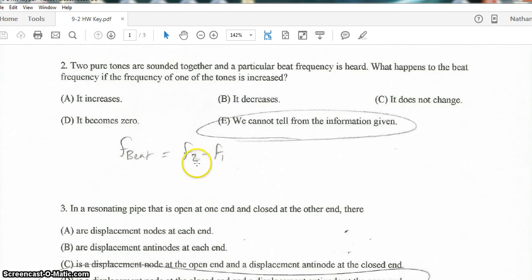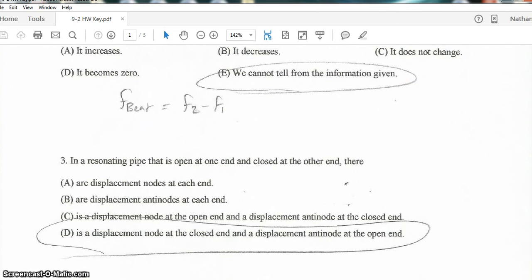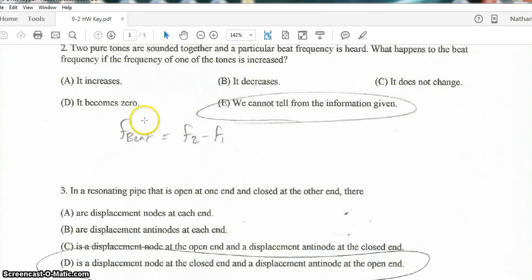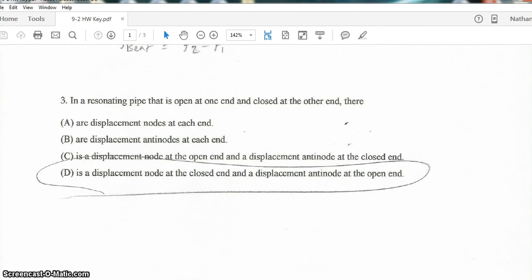So the beat frequency, the difference between my two frequencies, depends on which frequency is going to increase and which one decreases, or which one doesn't increase, I should say. But in any case, I don't have enough information to know what's going to happen. I just don't have enough information based on what they gave me. Now, if they told me the higher frequency would increase, then I know for sure the beat frequency there would increase as well. But anyway, make sure you're comfortable with something like question 2.